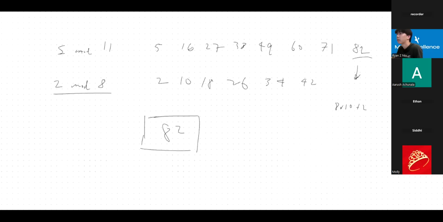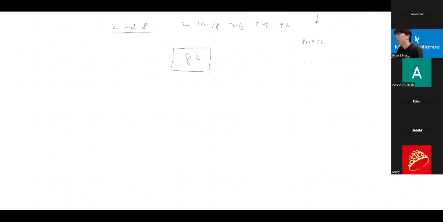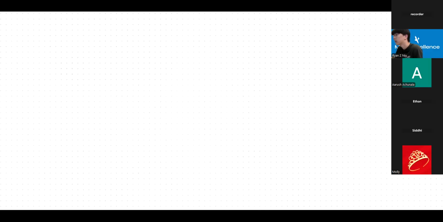Any questions? Okay, let's move on to number two. Find the remainder when 2 times 4 times 7 times 8 times 11 is divided by 15. So this mod 15.